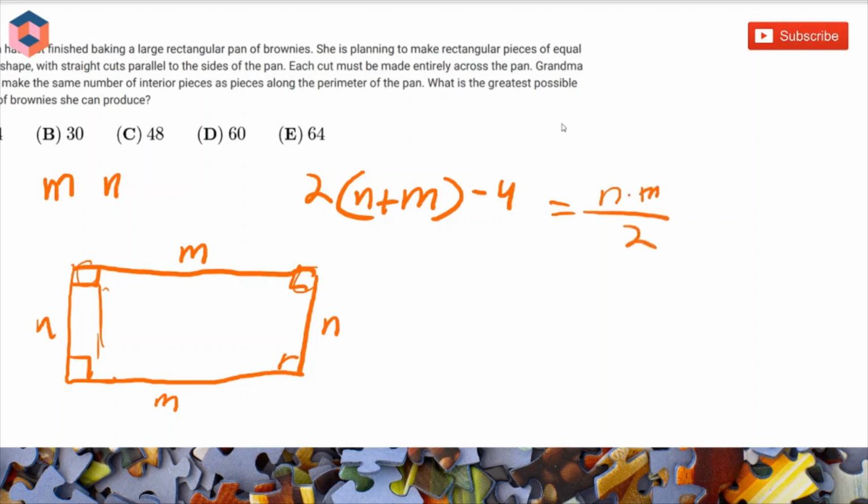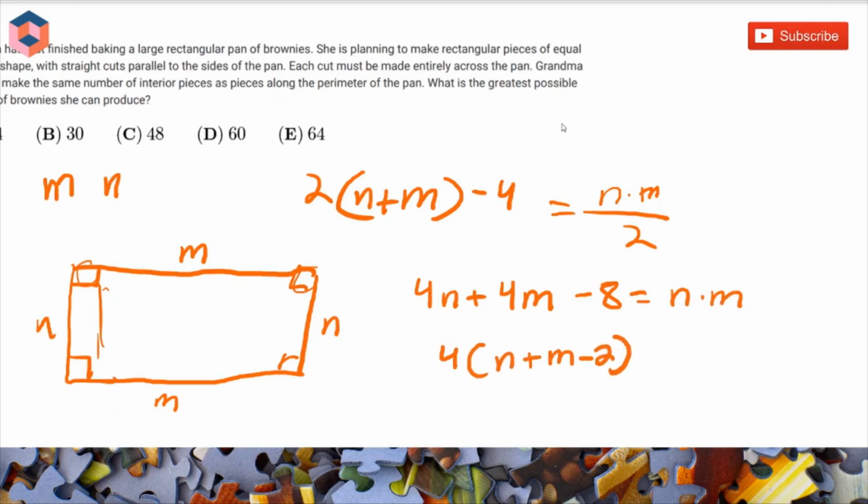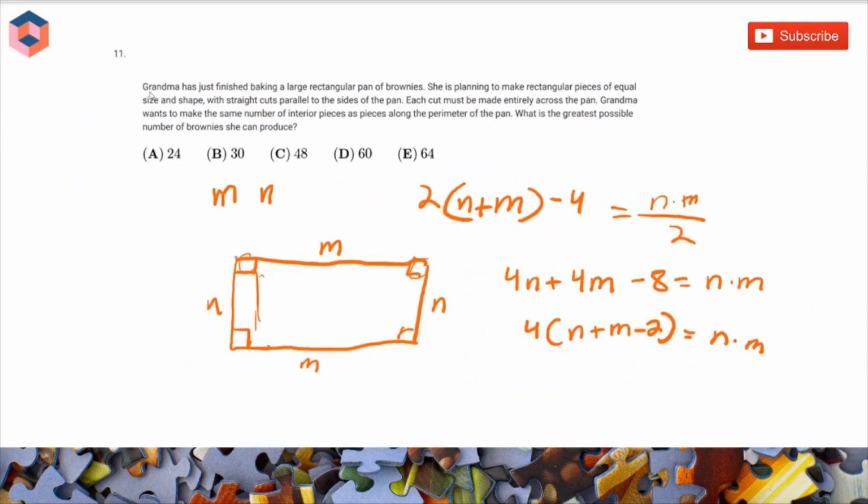Make sure you follow through with this. It's just that if we multiply by 2, we'll get n times m, and this is just equal to the interior part, which is why this works. Multiply by 2 to get 4 times (n plus m). So 4n plus 4m minus 8 is equal to n times m. Now you can factor out this 4 to get 4 times (n plus m minus 2) is equal to n times m. Now notice that there's a factor of 4 on the left, and since we're only dealing with integers, that means our answer is going to be a multiple of 4.